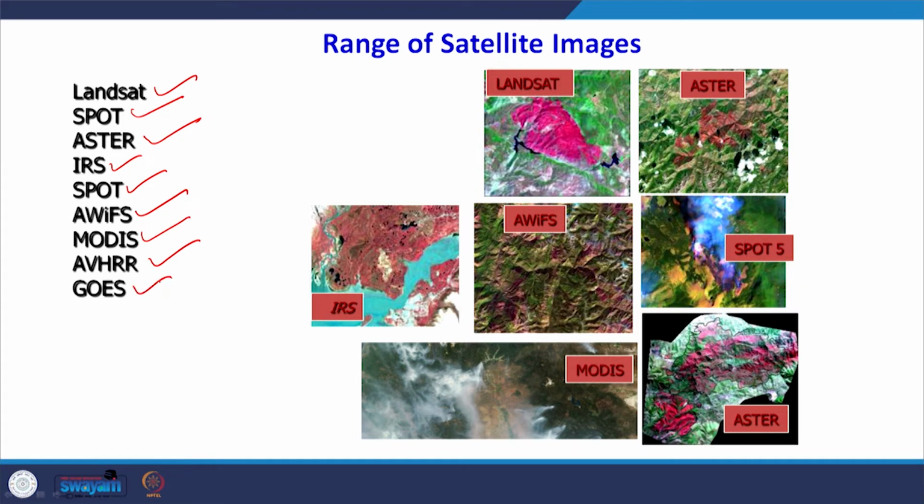So, all these data sets are shown in this particular slide. What is important to visualize from the different data sets available to us in multispectral mode is that the amount of information, or the kind of maps or thematic data which we can extract from these images, are different in nature.